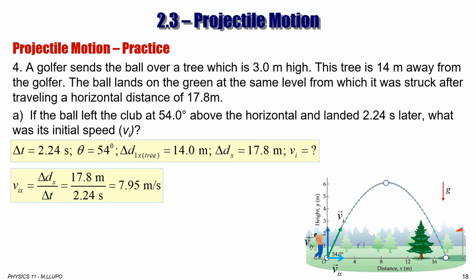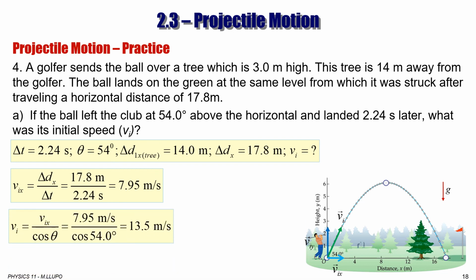Now, when we have the adjacent of 54, we can calculate the hypotenuse, which is V initial. So V initial is adjacent over cosine theta, which is V initial x over cosine theta. That is equal to 7.95, we just calculated it, divided by cosine 54. That is equal to 13.5 meters per second. That is the initial velocity.